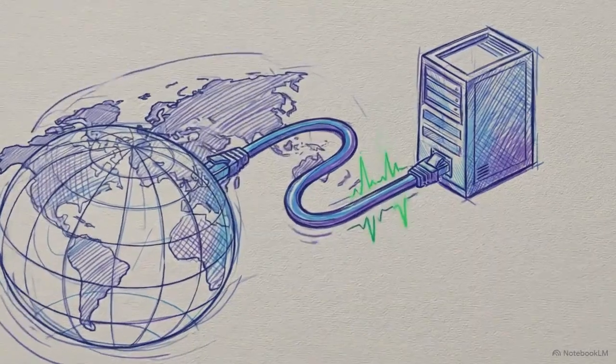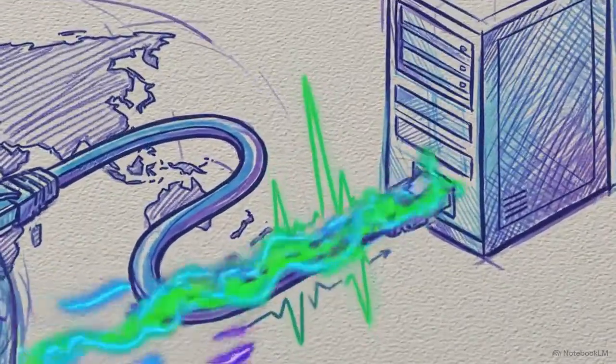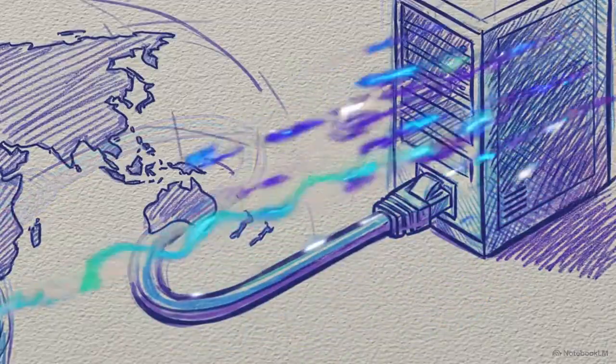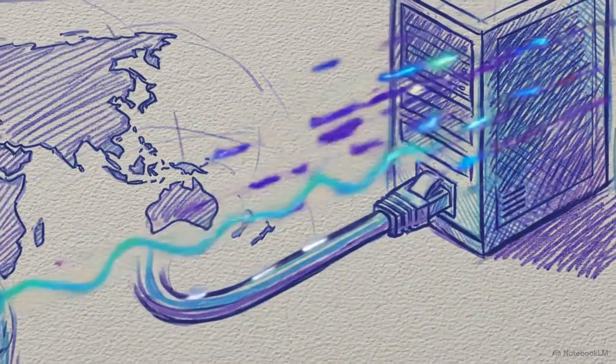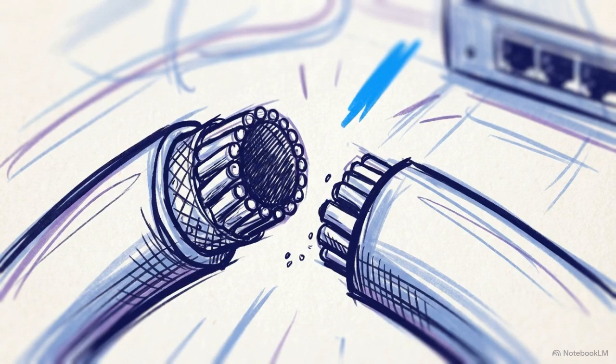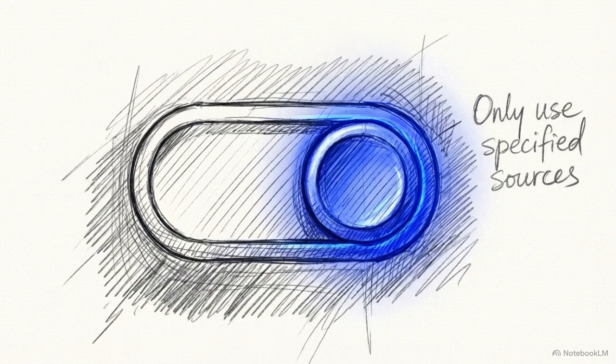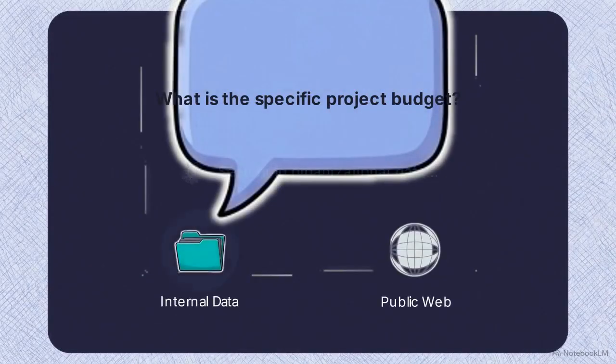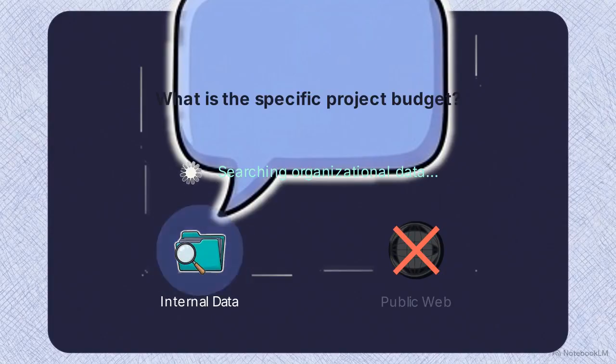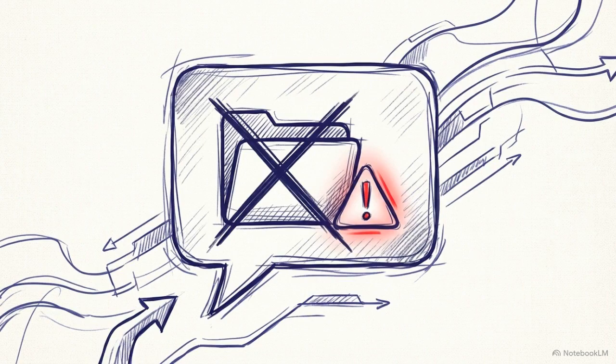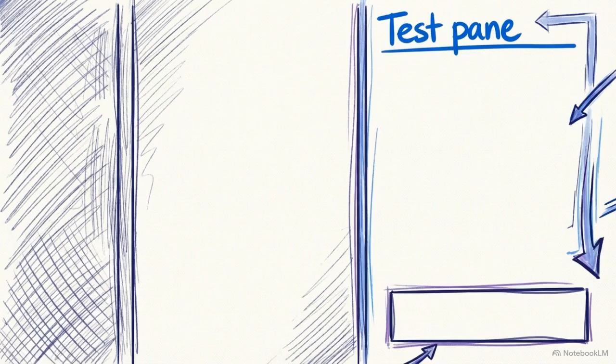Now we reach the critical step. Even with your files attached, the agent might still try to search the public web if it gets confused. We need to cut off that external access. Locate the toggle labeled Only Use Specified Sources. Flip it on. This single switch changes the behavior of the AI. Instead of generating creative guesses, it operates as a strict search engine. If the answer is not in your attached SharePoint files, the agent will simply state that it cannot find the information.